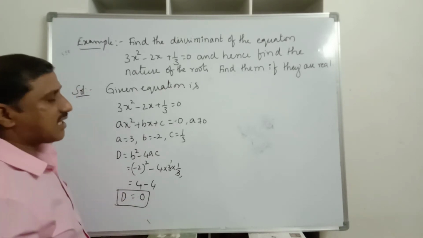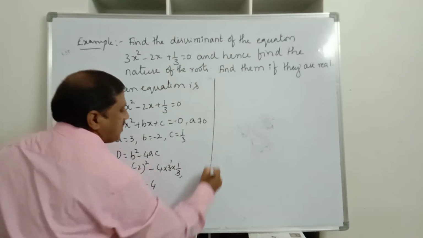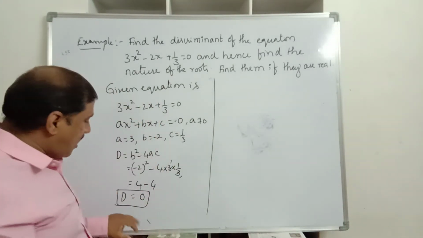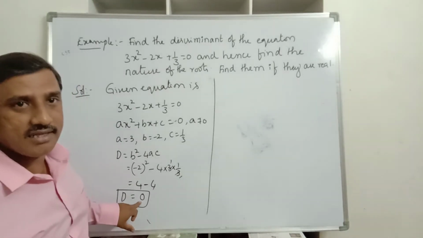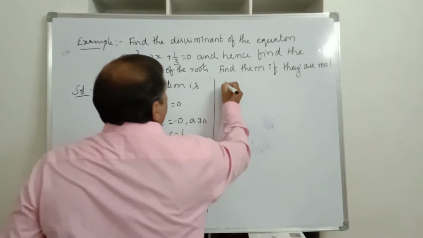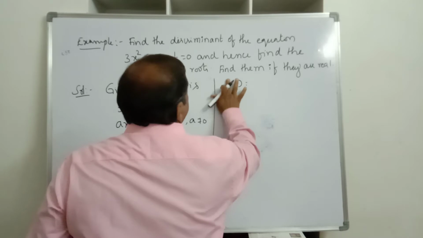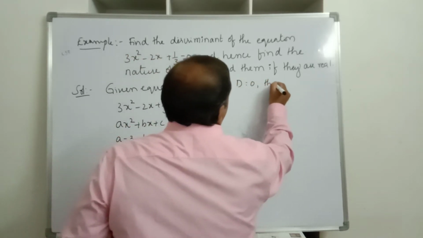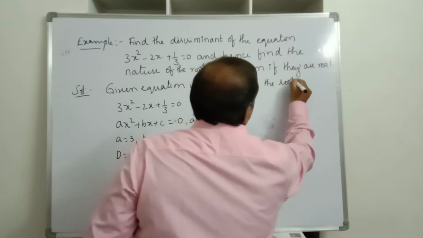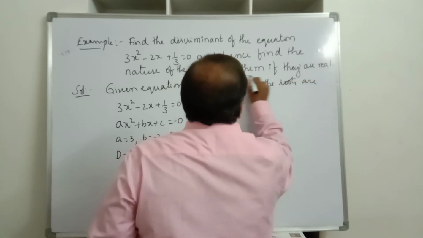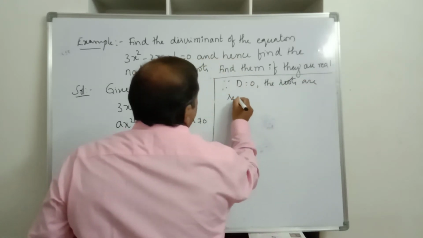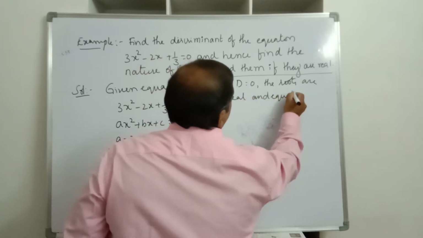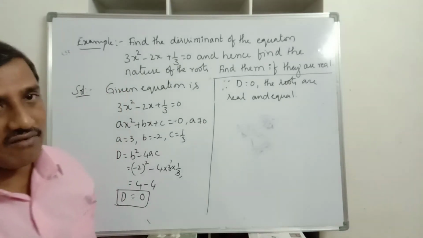So what is the nature of the roots? The roots are real roots and they are equal. Why are they equal? Because the discriminant is 0. Since D is equals to 0, the roots are real and equal. So now we know the given roots are real roots and they are equal.